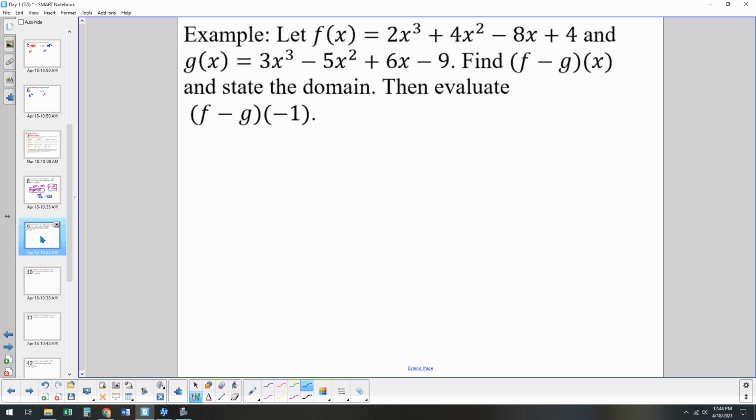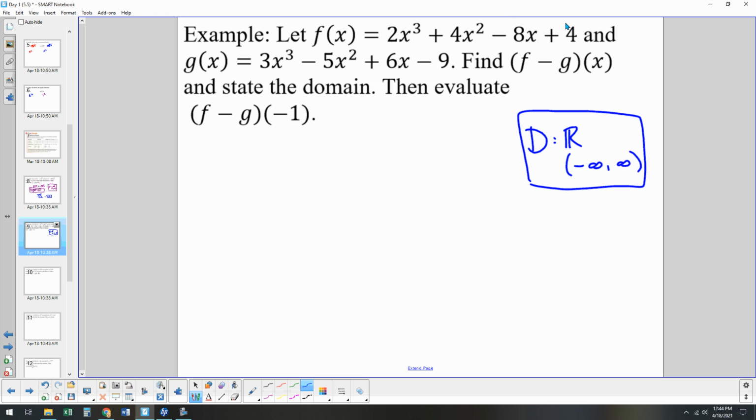Let's look at subtraction. I have these two big polynomials, and I want to find f minus g of x and state the domain. I could even do domain before I start. The domain of each of these polynomials is going to be all real numbers. There's no restrictions on what I'm allowed to put in. So the domain of f minus g of x is also going to be all real numbers, right? Or negative infinity to positive infinity.